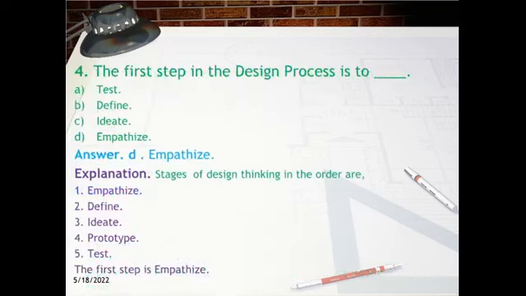4. The first step in the design process is to: Test, Define, Ideate, Empathize. Answer: D. Empathize. Explanation. Stages of design thinking in the order are: 1. Empathize. 2. Define. 3. Ideate. 4. Prototype. 5. Test. The first step is empathize.